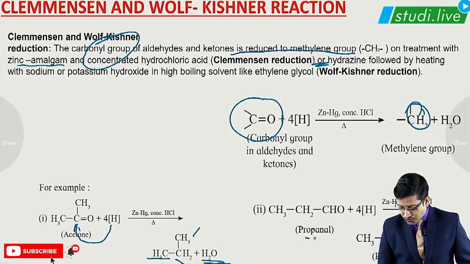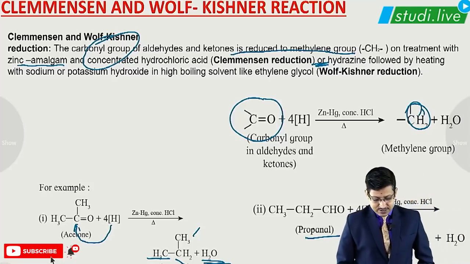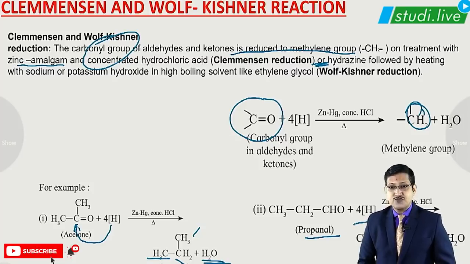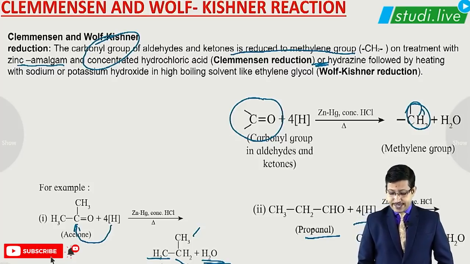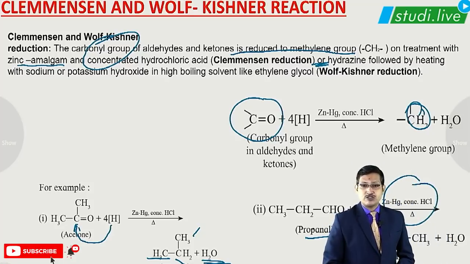The next reaction is for propanal. Now for the reaction of propanal, what exactly happens? This is CH3CH2CHO plus 4H in presence of zinc and concentrated HCl. So here the reaction takes place in presence of zinc and concentrated HCl.